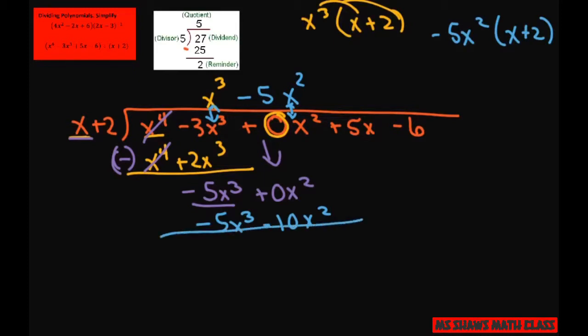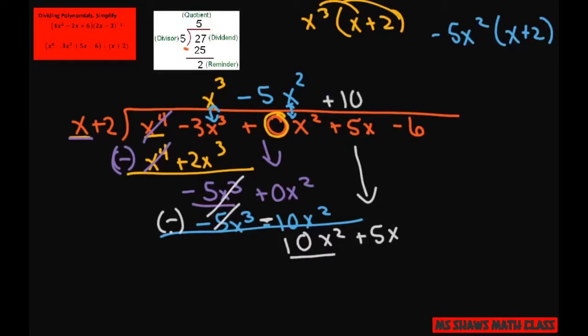All right. And then you subtract. Oops, that was kind of messy. Well, then you subtract. That cancels. Minus a negative means positive. So you write down 10x squared. Bring down your 5x. Then you ask yourself, what times x gives you 10x squared? That's going to be 10x.